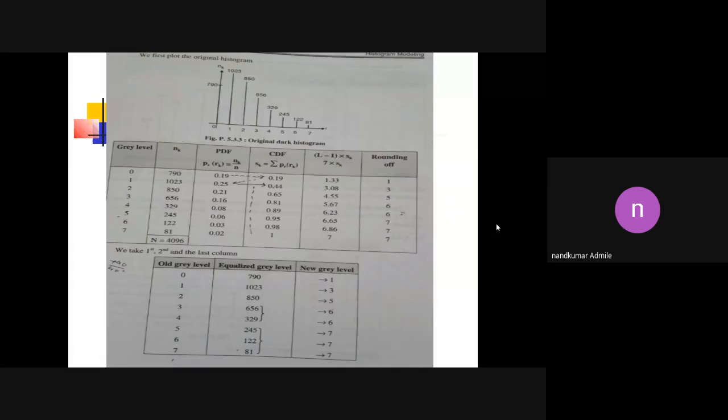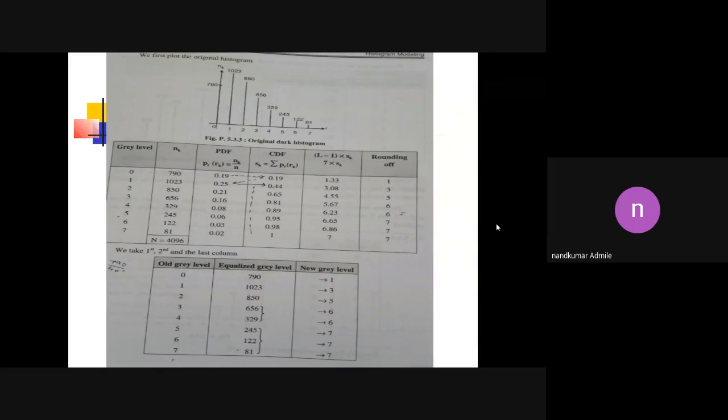How to calculate the PDF column? The calculation of PDF is too simple. The formula is P of rk is equal to nk divided by N. So what is nk? nk is nothing but our second column. And what is N? N is nothing but the addition of all the number of pixels. So if we calculate the PDF of gray level 0, then the value of nk is 790 divided by 4096.